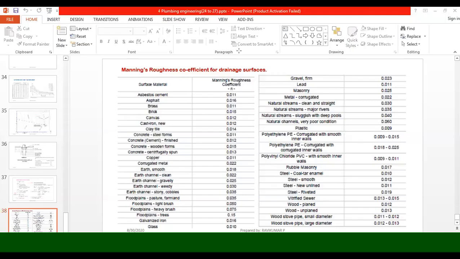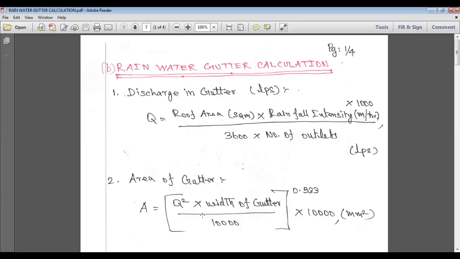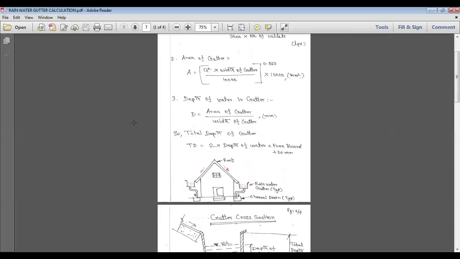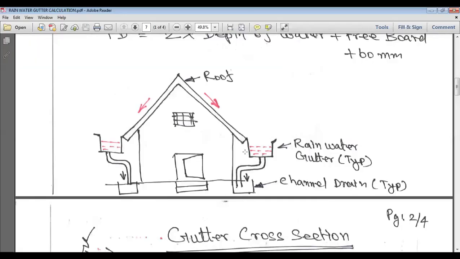This is the rainwater roof. This is the house, one house. This is the roof, a sloped roof. So in this roof, we have divided two areas. Left side one area, right side one area. You have to take that area only, not the sloped area. Rectangular area only you have to take. In the plan only you have to take the area, not in the elevation.